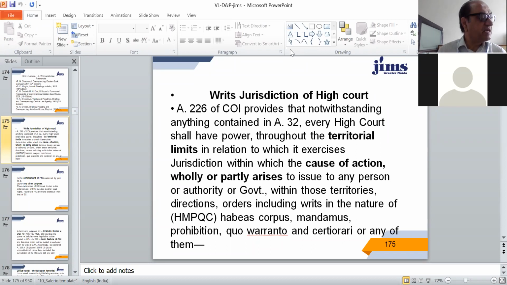So, dear students, the abbreviation for the 5 writs before you is HMPQC. H stands for habeas corpus, M stands for mandamus, P stands for prohibition, Q for quo warranto, and C for certiorari. These are the 5 categories of writs which we will learn drafting one by one.